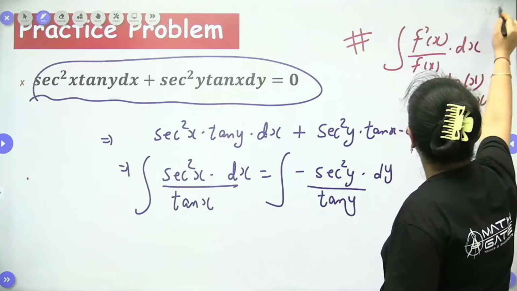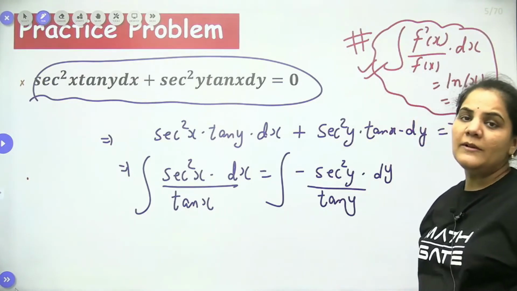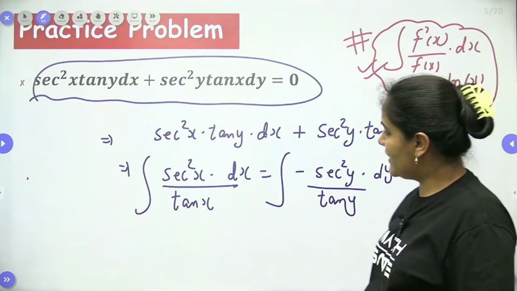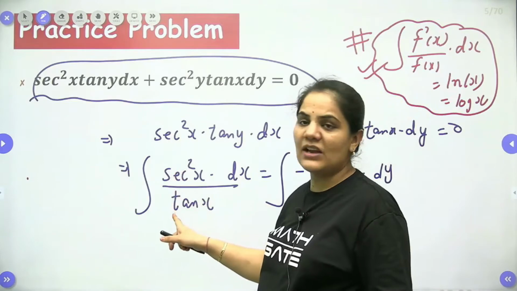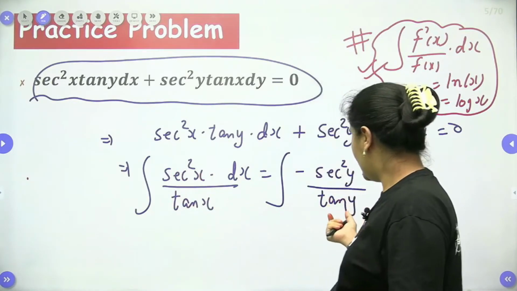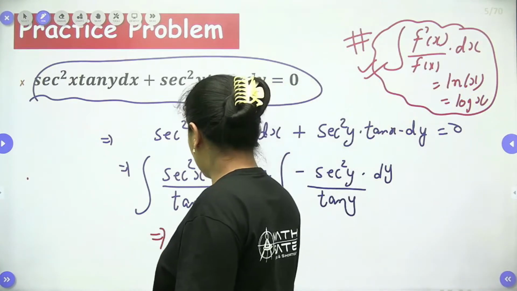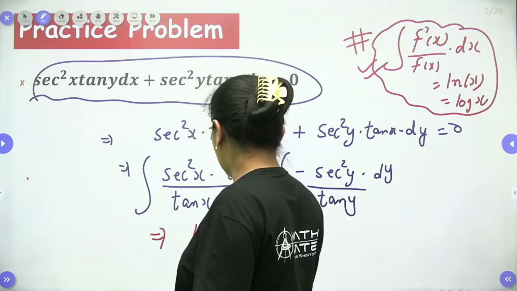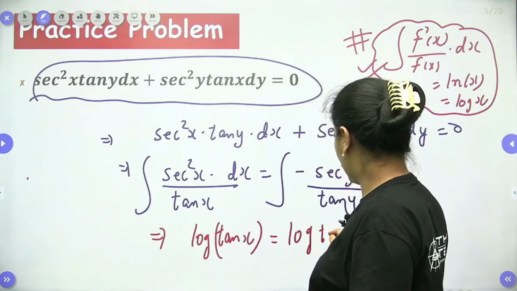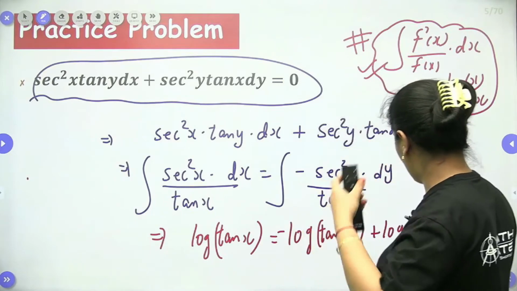I think you should know about this one, because this is a very important thing, and I already told you this in the integral calculus portion, right? So as we can see here, this is the f dash x and this is the fx only, because the derivative of tan x is nothing but sec square x. The derivative of tan y is nothing but sec square y. So when you approach it, it will be log of tan x, my dear students, or the ln of tan x, it will be log of tan y with a negative sign, and plus log of c.